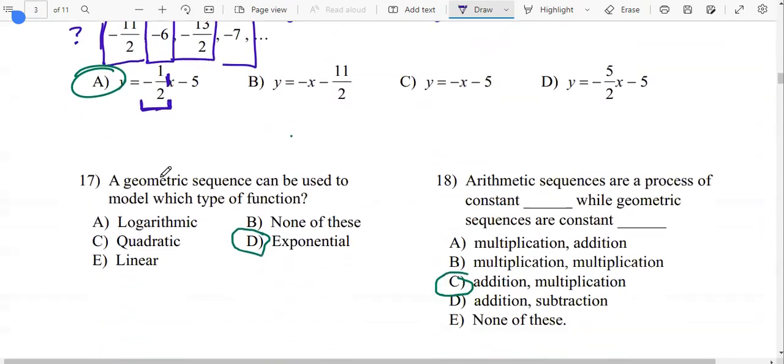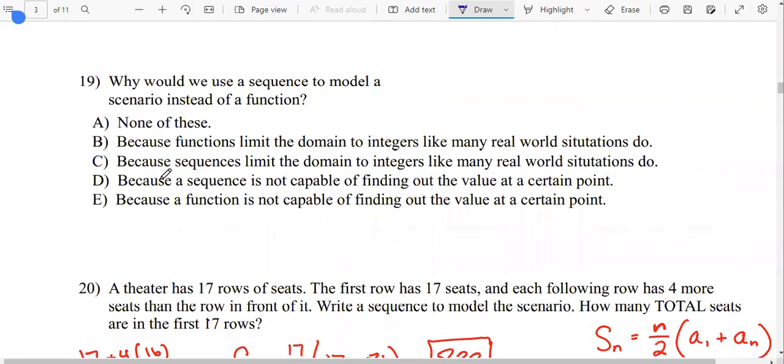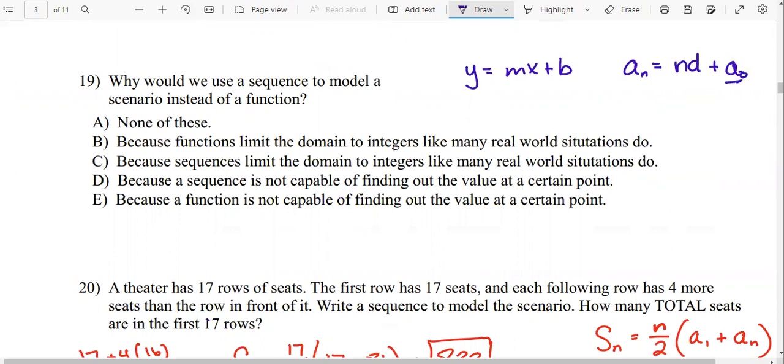Moving right along to that one in class. Why would you want to use a sequence instead of a function to model a scenario? We talked about how you got your y equals mx plus b. That's a function. And then you've got any term equals nd plus term 0. So it's like term 0 is the y-intercept, d is actually the slope, and n is the term number. So it's like all the parts are the same. So why would you use one instead of the other?